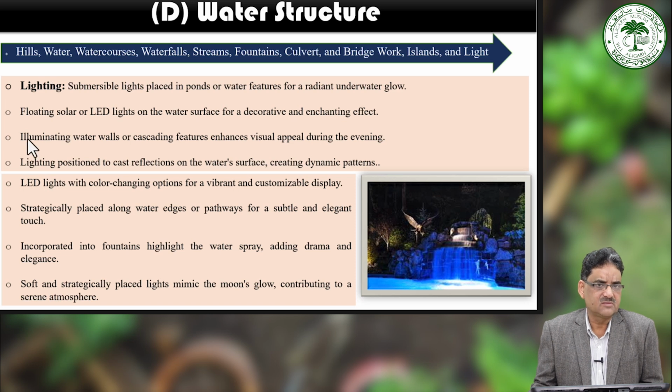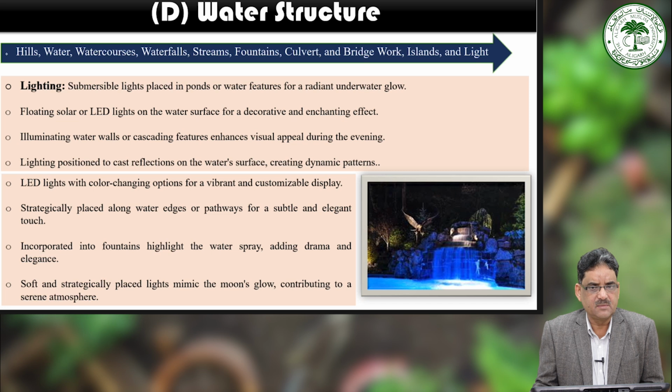Another striking feature within the water structure is the lighting in the garden. It includes submersible lights placed in the ponds or water features, creating a radiant underwater glow, as you can see here in the figure. Additionally, floating solar or LED lights on the water surface contribute a decorative and enchanting effect, illuminating water walls or cascading features and enhancing the garden's visual appeal during the evening.